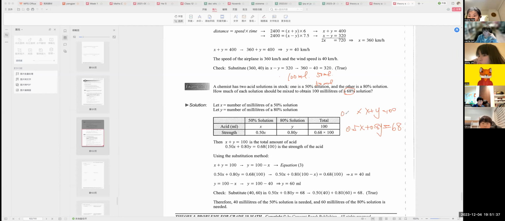So I'm going to times 0.5 for both the left side and the right side. We have 0.5x plus 0.5y equals 50. So 0.3y equals 18, y equals what? 60. So if y equals 60, x equals what? x equals 40.